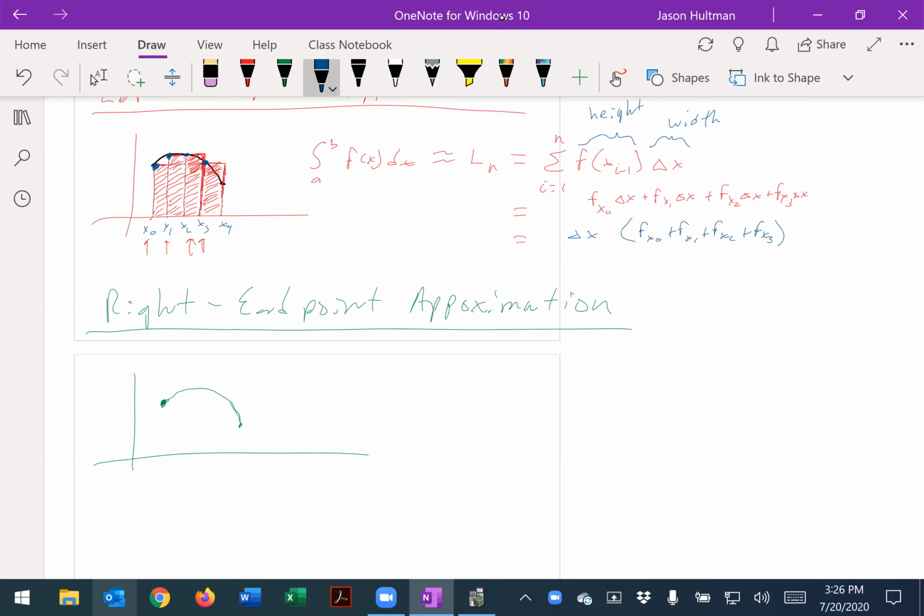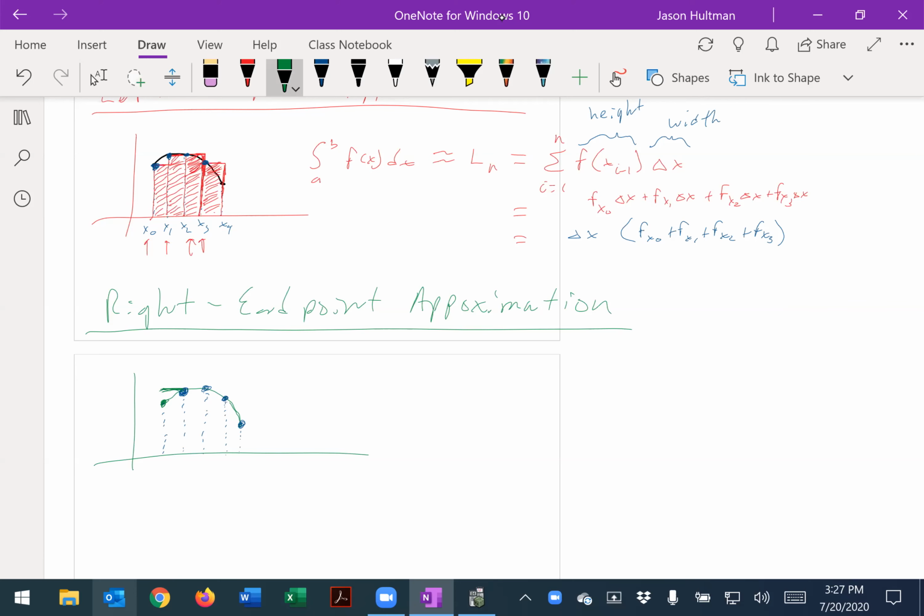So let's create our four divisions: 1, 2, 3, 4, and then 5. That one's a little bit off right there, so let me move that over just a hair. And here we're going to use our right endpoints as the heights of our rectangles. We're going to use the right endpoints as the heights of our rectangles. And so when we look at this, we're going to get this.